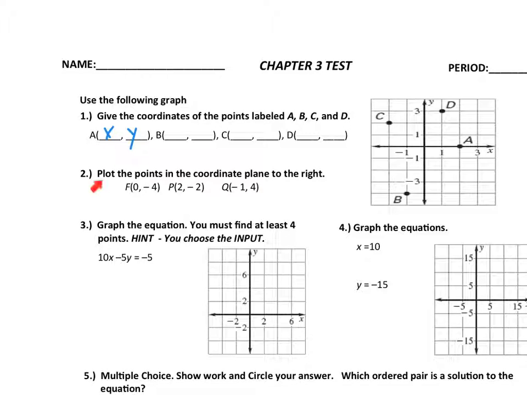So going on to number 2, we want you to plot these points on the grid to the right. So again, over here on this grid, you're going to plot points F, P, and Q. Again, remember, this is the X, that's the Y coordinate, okay? So there's 1 and 2.